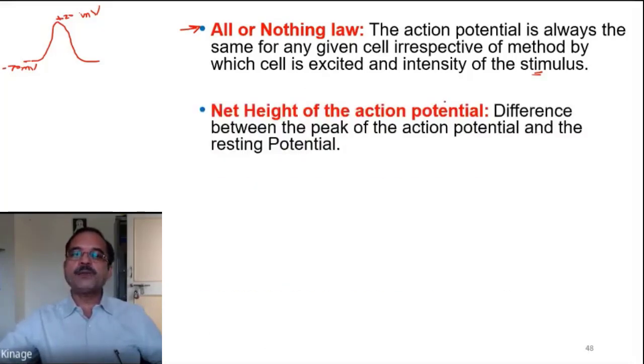Net height of the action potential. That is the difference between the peak of the action potential and the resting potential. So this potential is called the net height of the action potential.